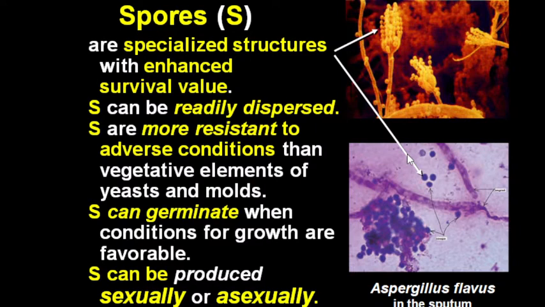Whether the spores of fungi are specialized structures that also enhance the survival value of the organism. They can be readily dispersed and they are more resistant to adverse conditions, but they also are used for reproduction, because one single organism may produce billions of spores in its life, right? So those spores, when they get into good conditions, will germinate and grow if conditions are favorable.